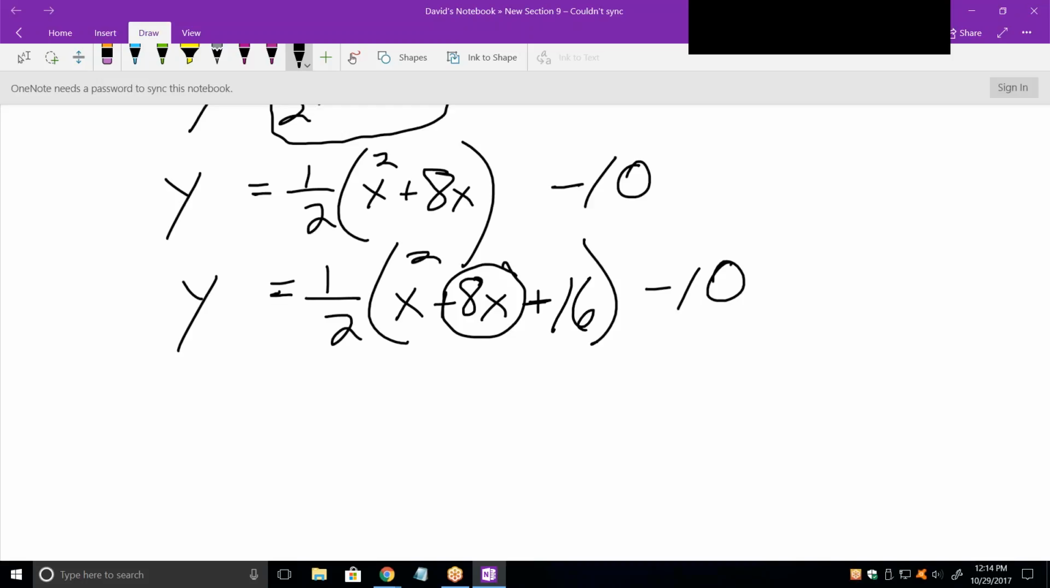The reason you're always adding it is because even if this is a negative 8 and you take half of it, then it's minus 4 squared, which is still 16. So you're always putting a plus sign in front of this number.